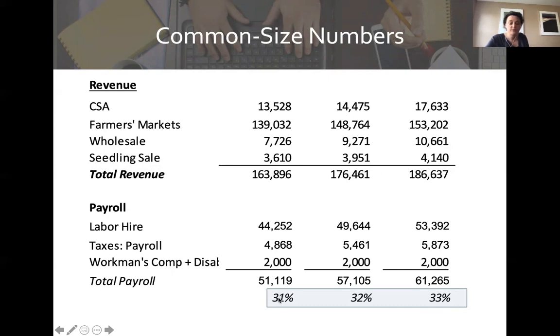But if we look at payroll as a percentage of revenue, we can see that payroll in year one is 31% of revenue. In year two, it's 32%. And in year three, it's 33%. So not only is payroll going up, it's going up at a greater pace than the revenue is going up. So when we look at our financial statements, number one, we want to look at trends, but we also want to look at numbers relative to revenue. And that's what's going to allow us to compare year over year and how we're doing.